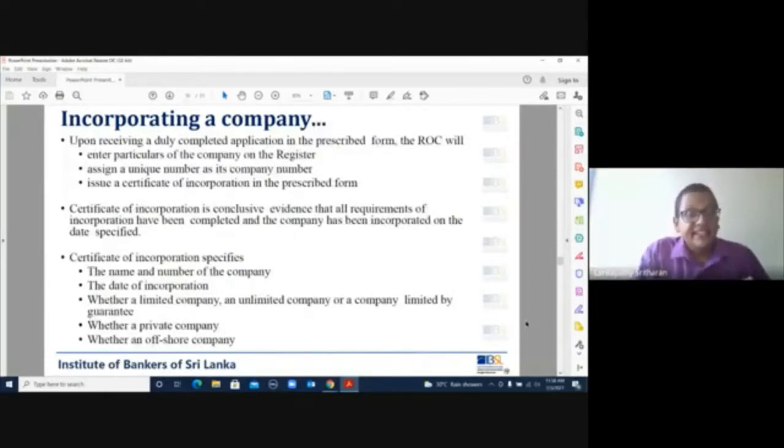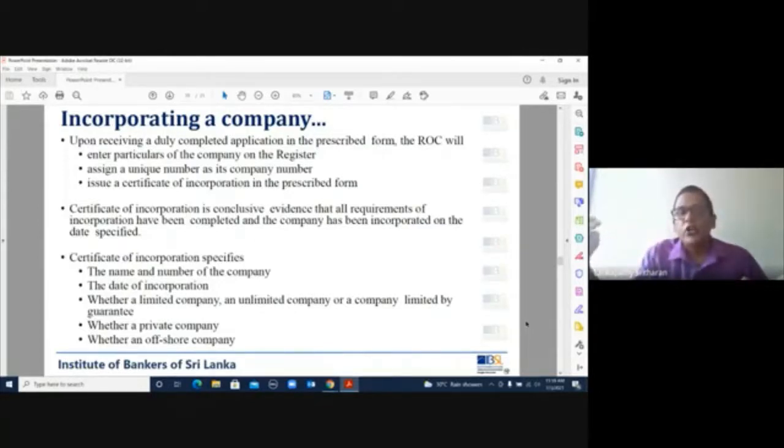And the third point is, upon receiving a duly completed application in the prescribed form, the Registrar General of Companies will enter the particulars of the company on the register, because there is a company register. He will enter the name of the company in the register and assign a unique company number. So each and every company, you all may know about it.